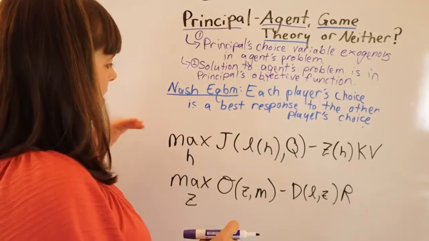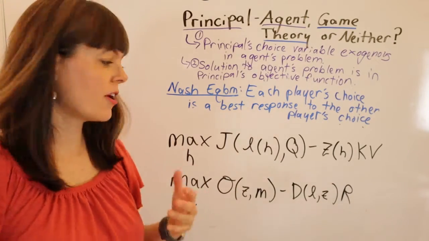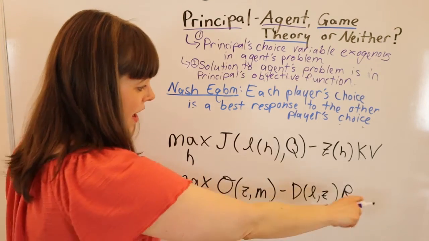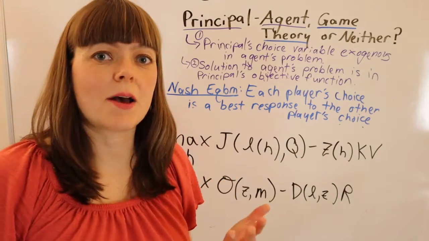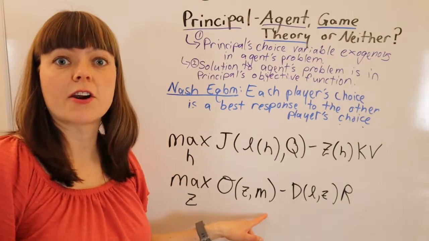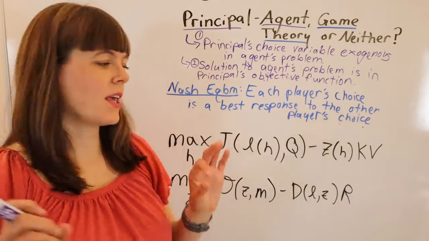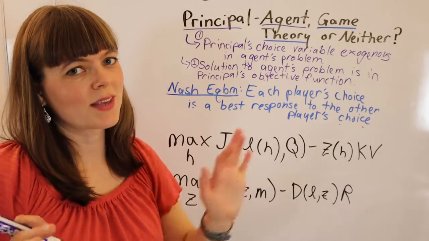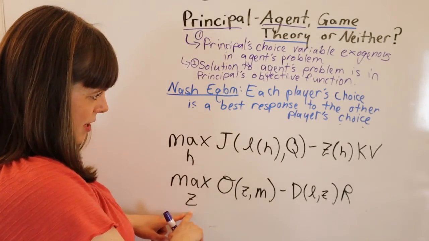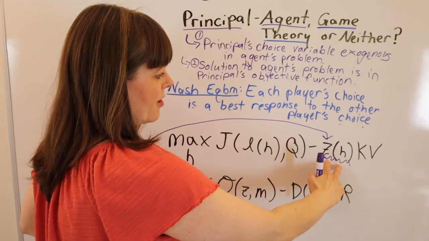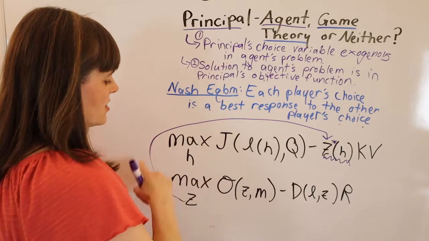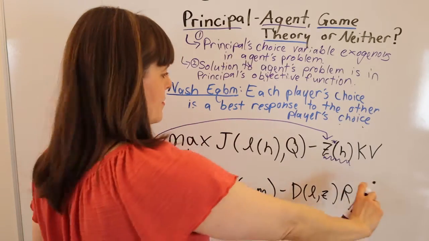All right, let's check and see if this is either principal agent or game theory. So we've got our two choice variables, H and Z. H does not actually appear in this problem, so this one actually cannot be principal agent or game theory because this choice variable does not appear in the other problem. But let's see if we can make a small adjustment to these models to make it into a game theory problem, just to challenge ourselves. So Z actually does appear up here. So we can assume this Z is Z star as a function of H. It's derived from the solution to this optimization problem.